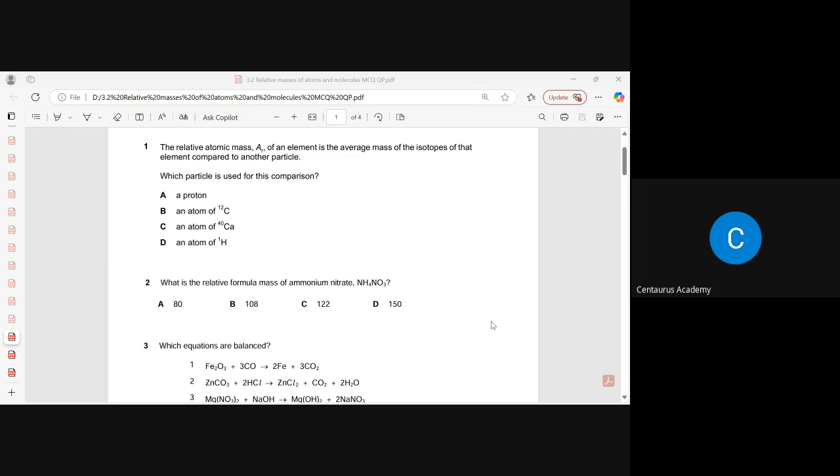Yes, good. B is the correct answer here. It is basically compared to the carbon 12 atom. Why? Because it has exactly 12 units as a mass.